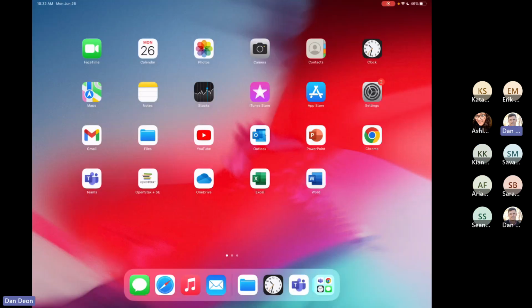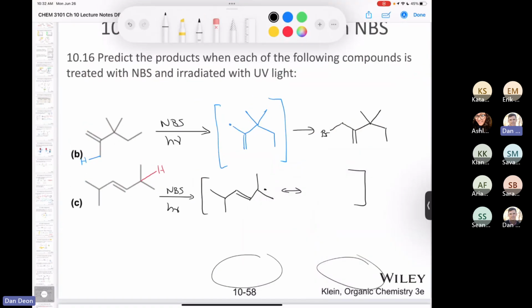All right, Chemistry 3101. Where we left off was looking at this problem, 10.16, and I said, take the time to draw the second resonance contributor. So I'm just going to put in the curved arrows here, and we would end up with some arrows that look like this. And so our second resonance contributor is going to look like this, except now we have the double bond in this position, and we have our radical over here.